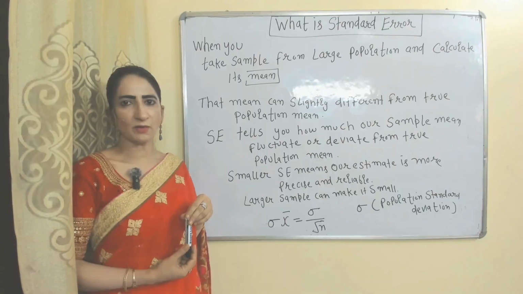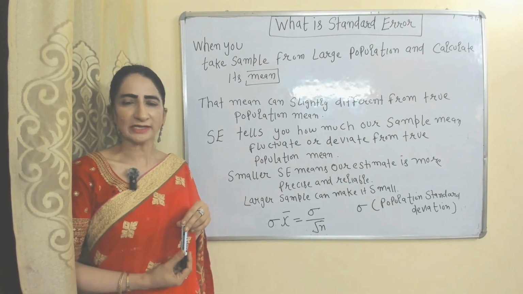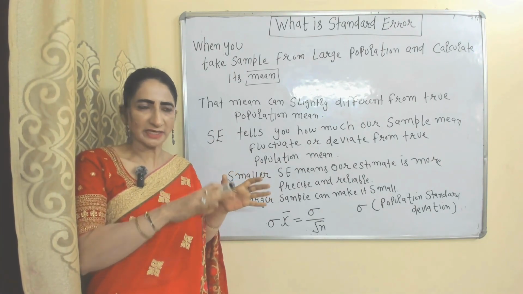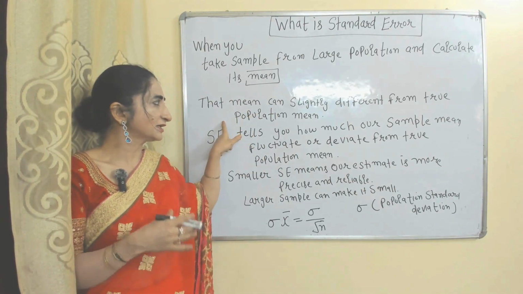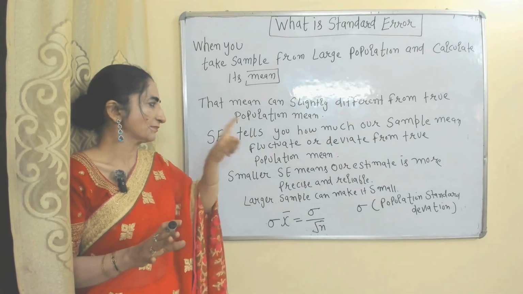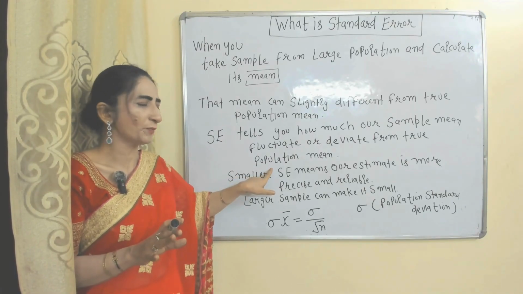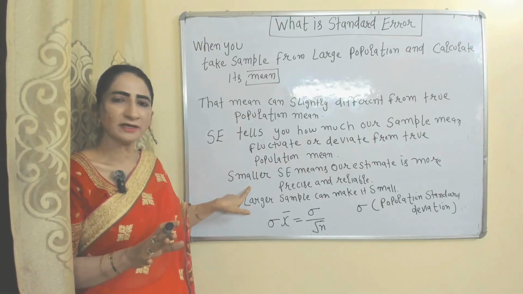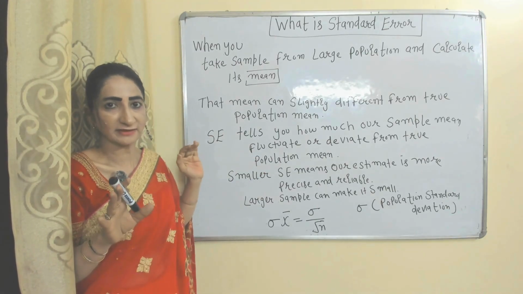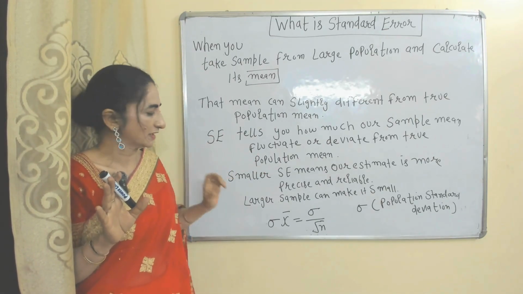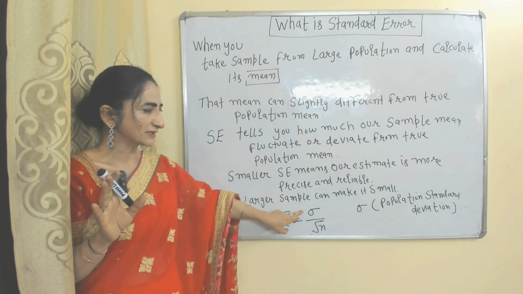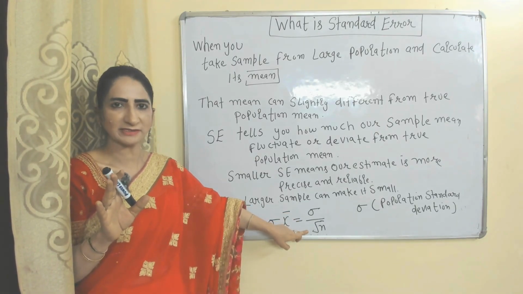Now we will clearly understand what standard error is. When you collect samples from a large population and calculate its mean, this mean can be slightly different from the true population mean. Standard error tells you how much your sample mean fluctuates or deviates from the true population mean. Smaller standard error means your estimates are more precise and reliable, and this is possible when you have a large sample. The formula to calculate standard error we have already discussed: population standard deviation divided by the square root of sample size.